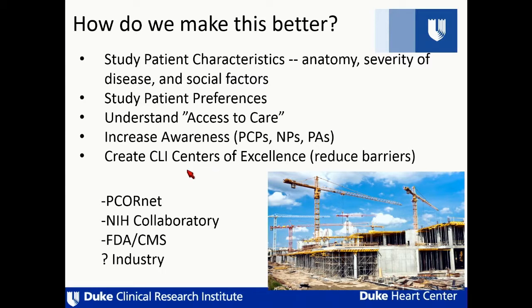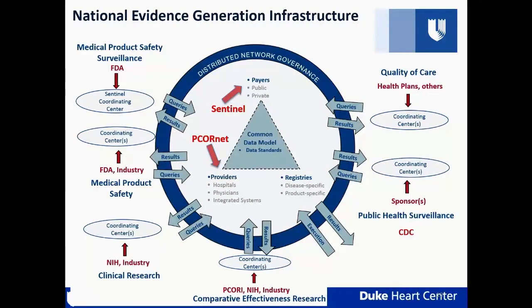Ultimately, we've got to do research in this group of patients, and a lot of that, I think, is going to be in this national infrastructure, PCORNet, the NIH and the FDA, and possibly industry. We just haven't done it before. We haven't done a lot of this work, and we need to do it prospectively, and we need to measure things that matter to patients. This is the National Evidence Center.